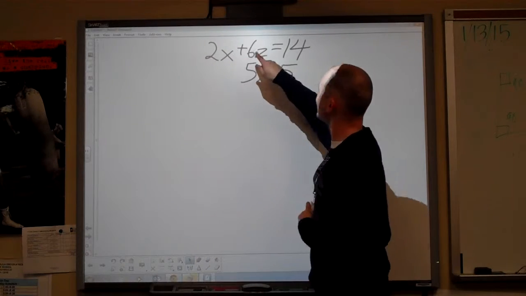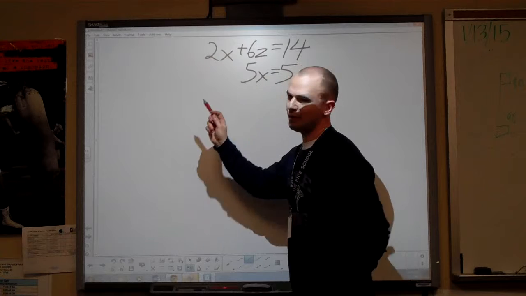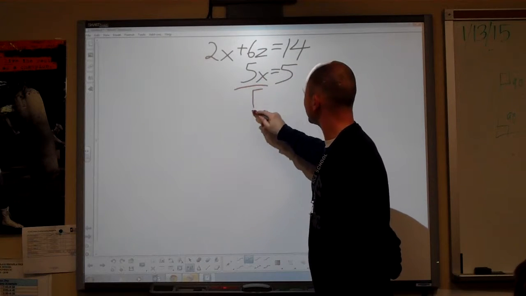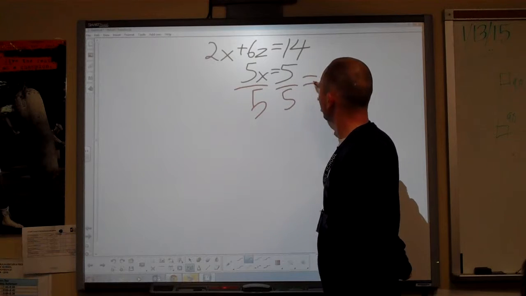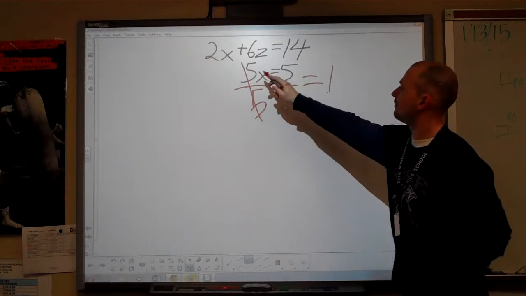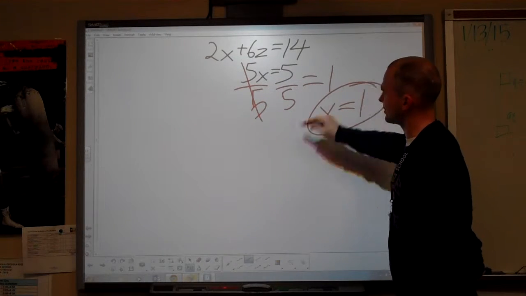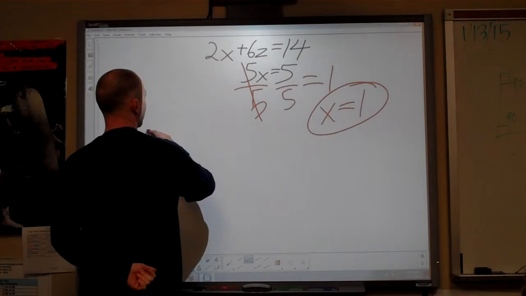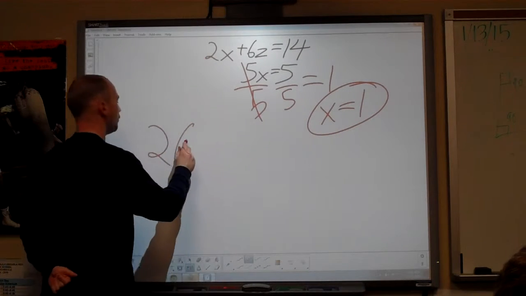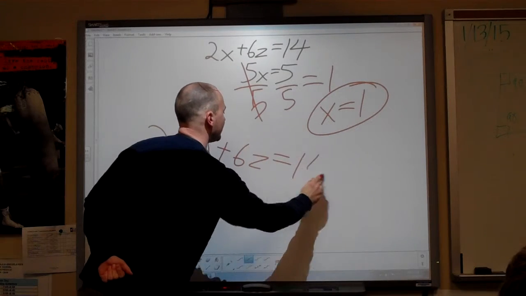2x plus 6z equals 14. So, let's first figure out what x is. 5 times what equals 5? Well, of course, divide this side by 5, divide this side by 5. I get x equals 1. 5 times 1 equals 5. It works. So x equals 1. Now I go back to my top equation and I rewrite it, and only instead of an x, I'm going to substitute 1 and see what z is.